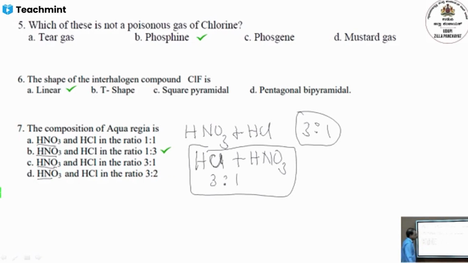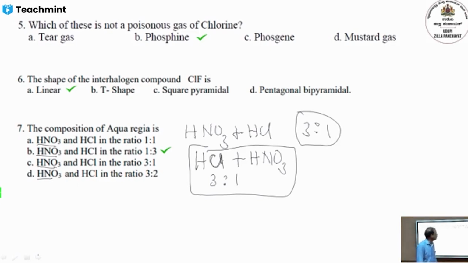Otherwise, whenever you see this question, when you are answering it independently at your own level, you will get confused. HCl versus HNO3, HCl and HNO3 in the ratio 3:1. Therefore, HNO3 and HCl in the ratio 1:3.